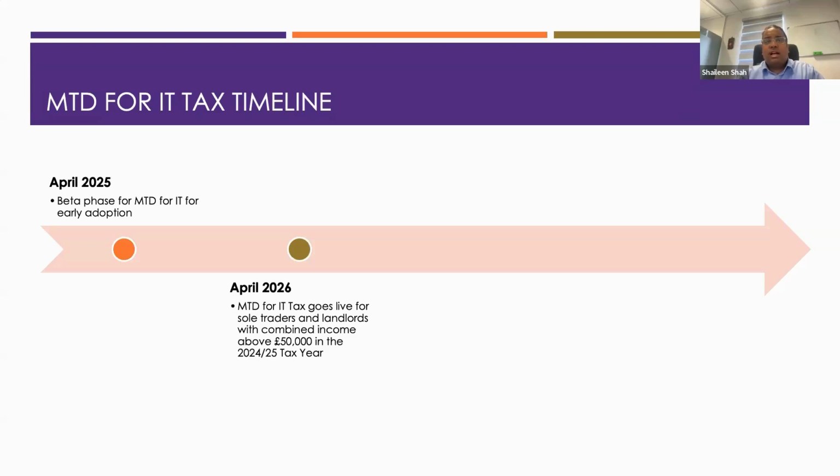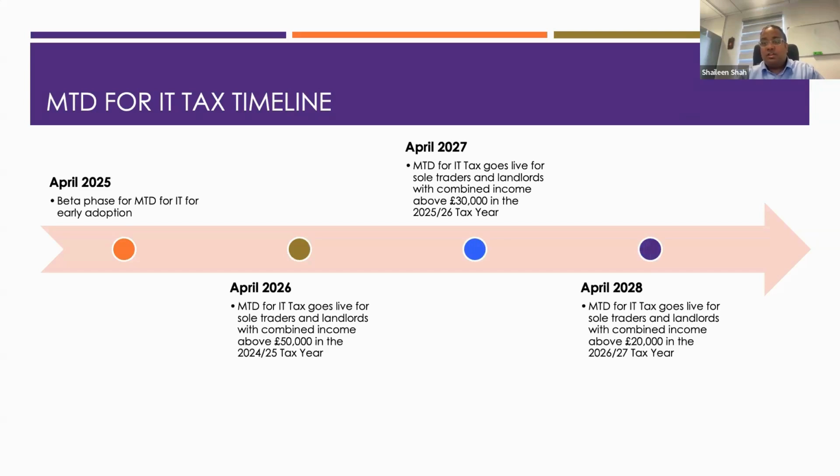So if you recall, last year everyone's year ends started to change from whatever they were to 31st of March or 5th of April. So all individuals now have the same year end. That was really the first phase in readiness for this. And in April 2026, we go live with mandatory reporting for the individuals affected. In April 2027, the threshold lowers to £30,000. And in April 2028, the threshold goes further lower to £20,000 of income.